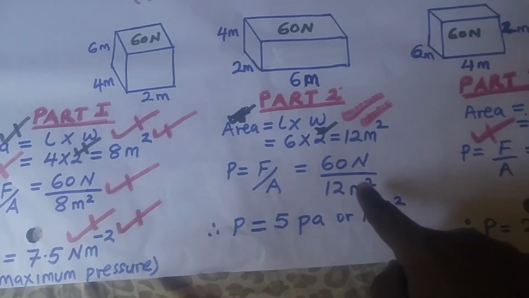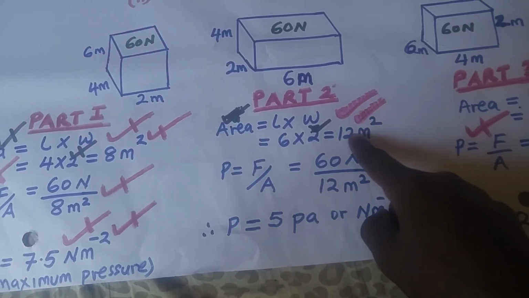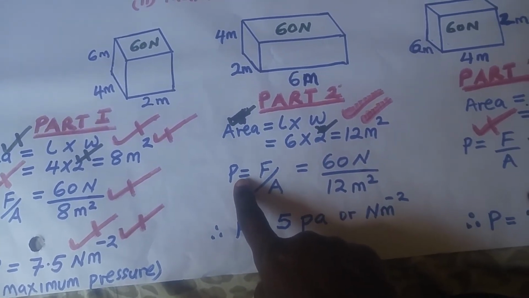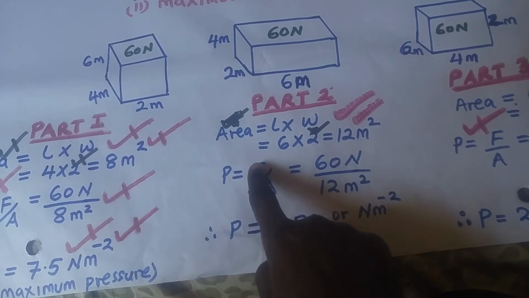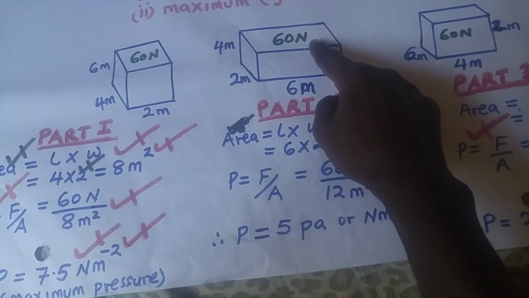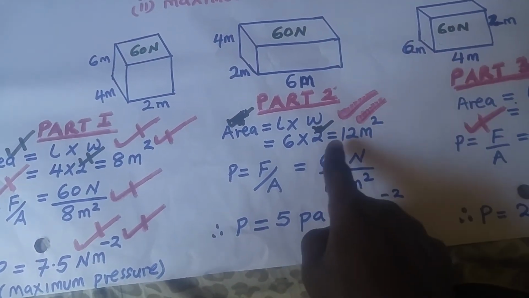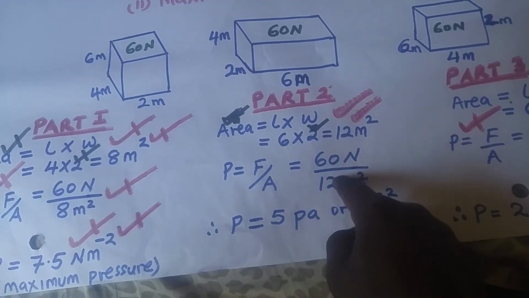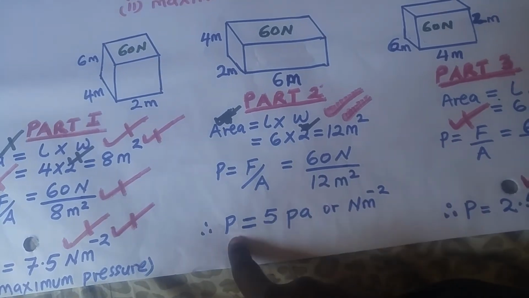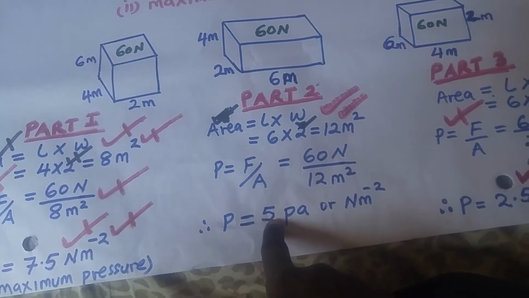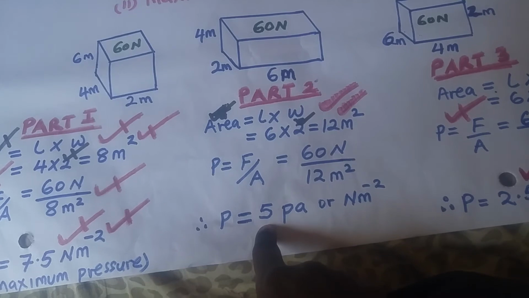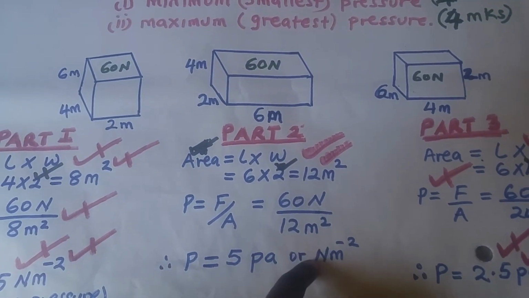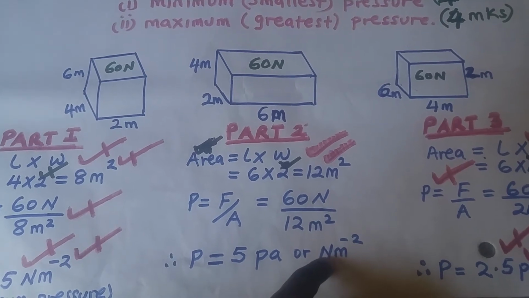Then when you go to part 2, where we got our area as 12 meters squared, we shall also calculate the pressure here. Pressure is equal to force over area. The force is 60 newtons, but our area in this case was 12 meters squared. So when we substitute and divide, our pressure is going to be 5. After getting 5, you write the units for pressure. You either write pascals or you write what? Newtons per meter squared. You choose one.